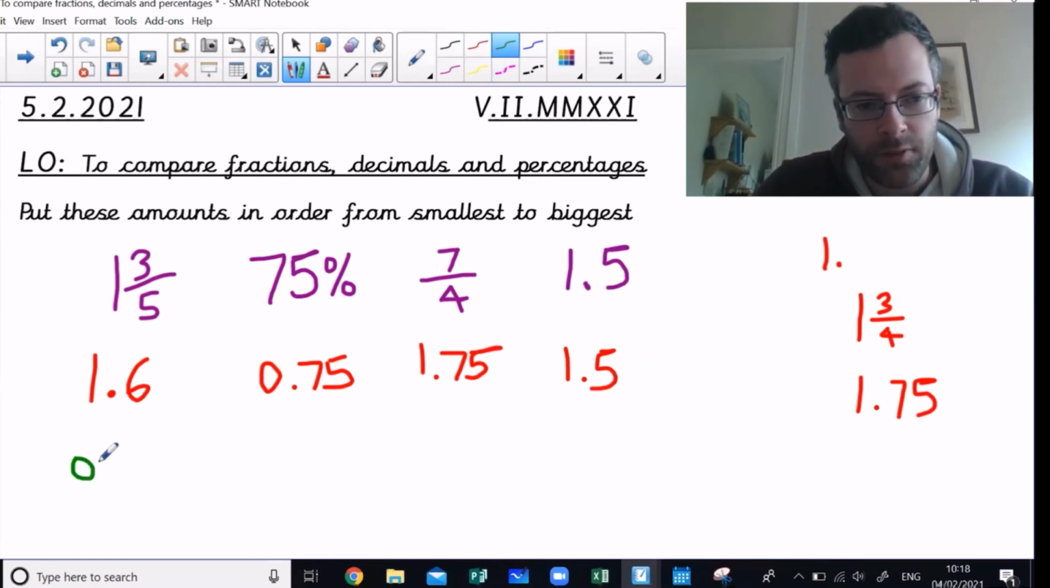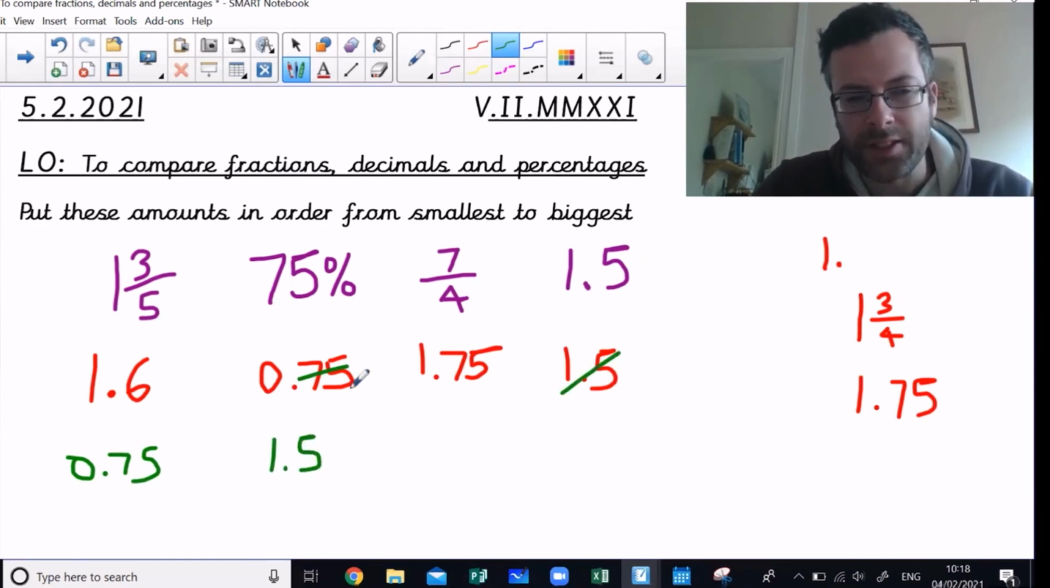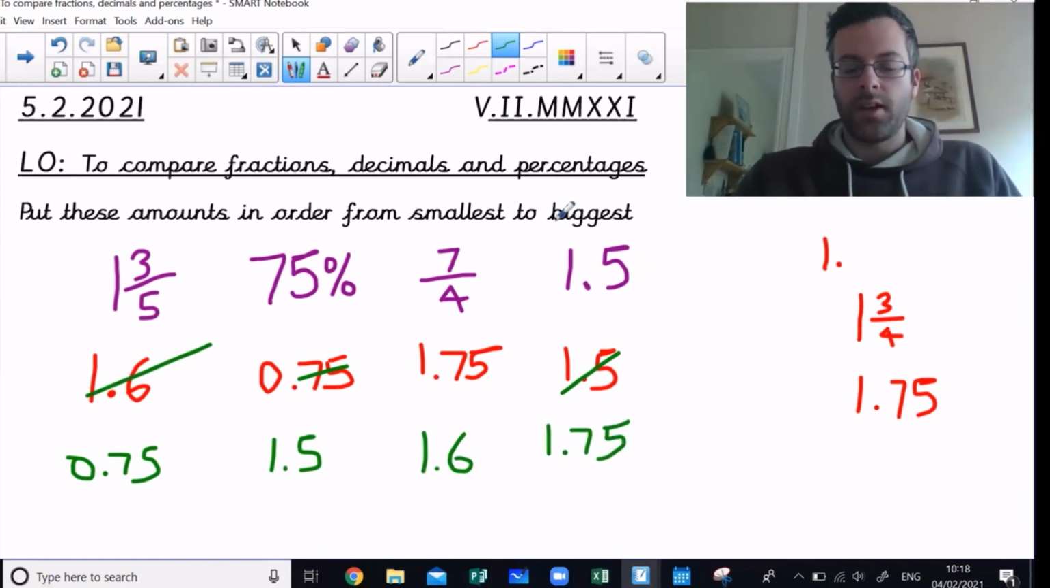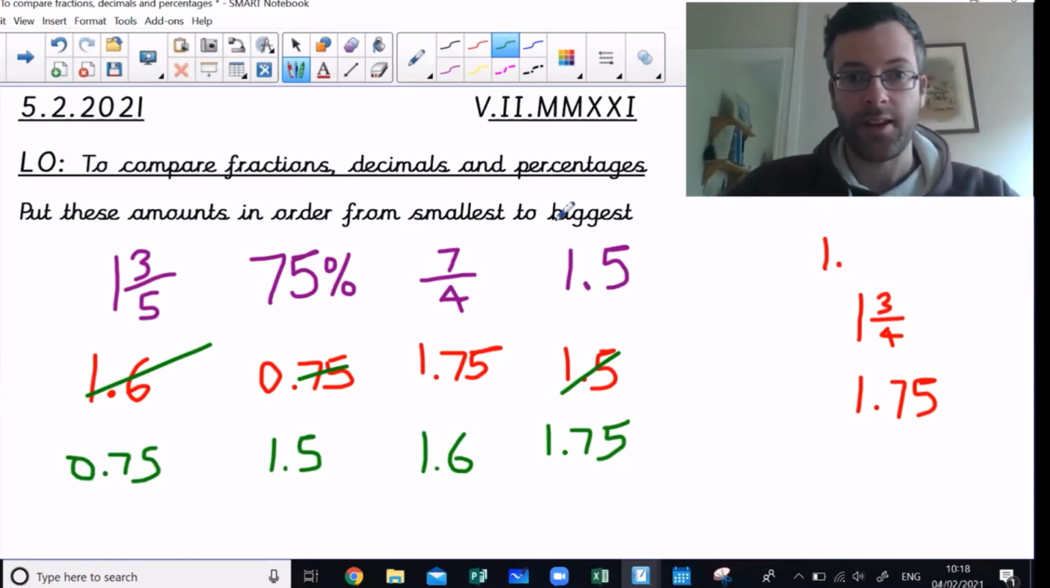So 0.75 is my smallest. Done that one. Then it's going to be 1.5. Done that one. This is like a steady moving on to go type question. Then I'm going to be left with 1.6. And then finally 1.75. Okay, so everyone's got questions that are similar to that.